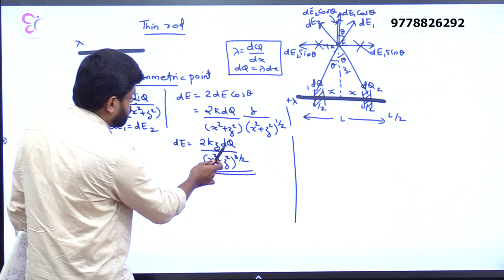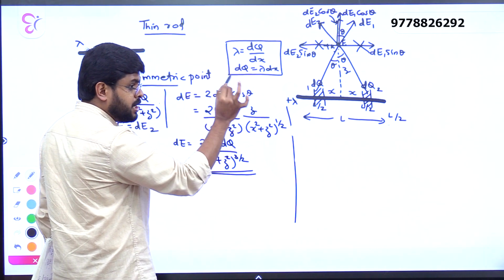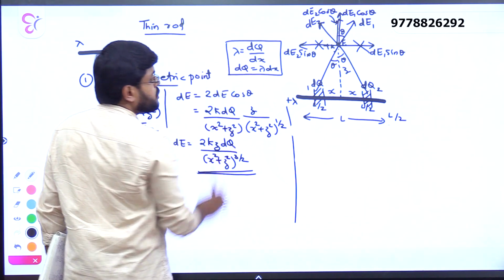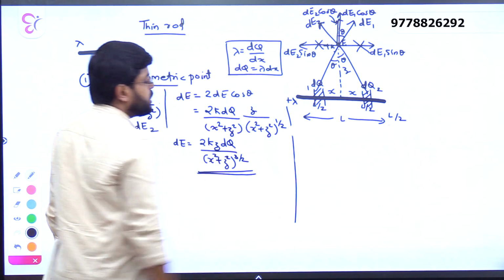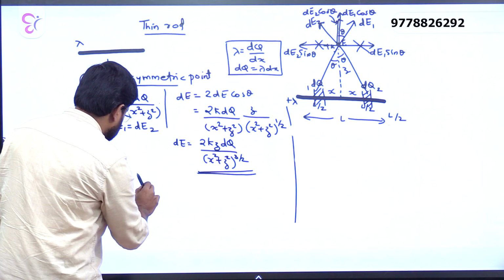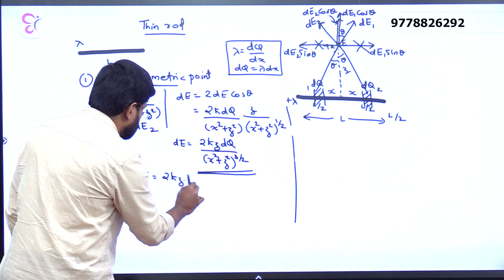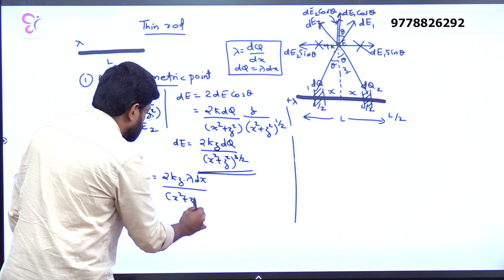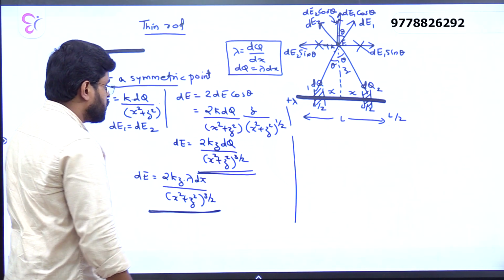Next, substitute for this dQ. We have lambda. Lambda is linear charge density. Lambda equals dQ by dx. Therefore, dQ is equal to lambda dx. So substitute it here. So therefore, dE equals 2kz into lambda dx divided by x square plus z square whole power 3 by 2. So I got the value of dE.